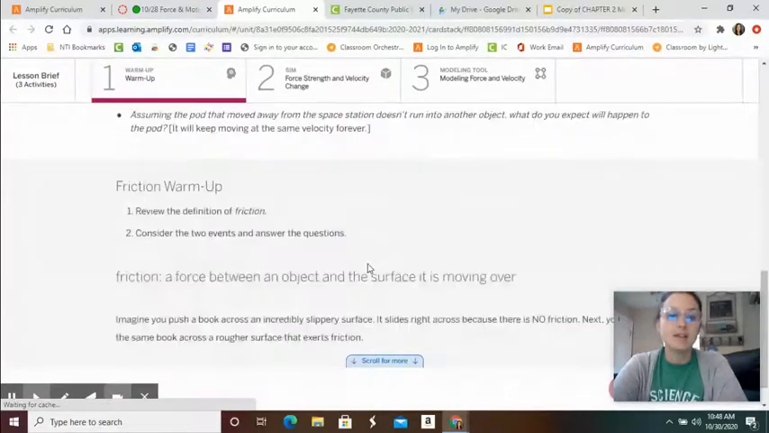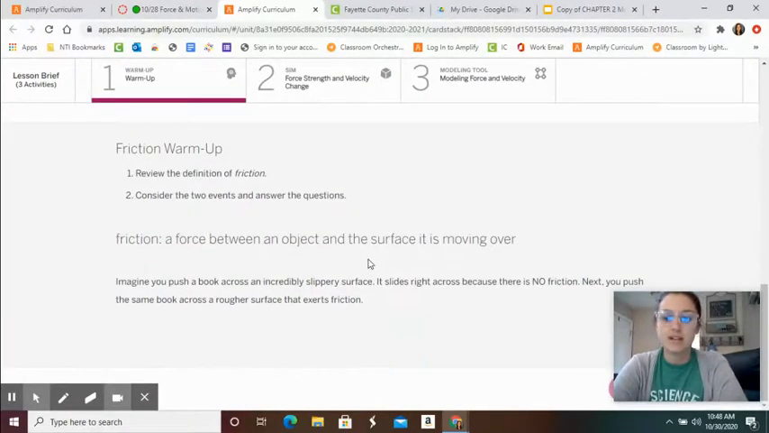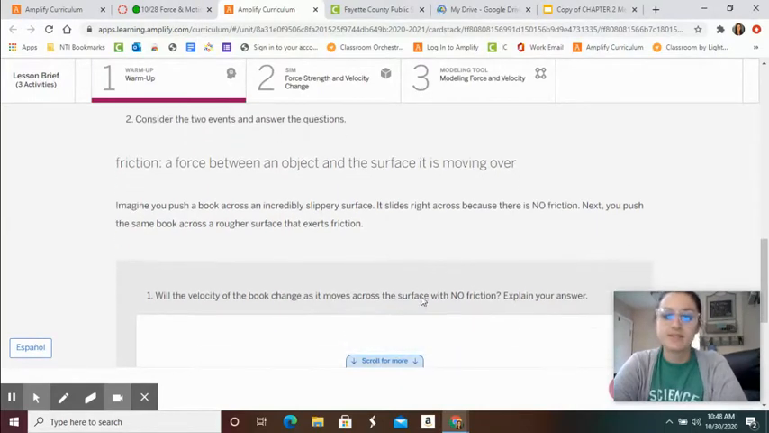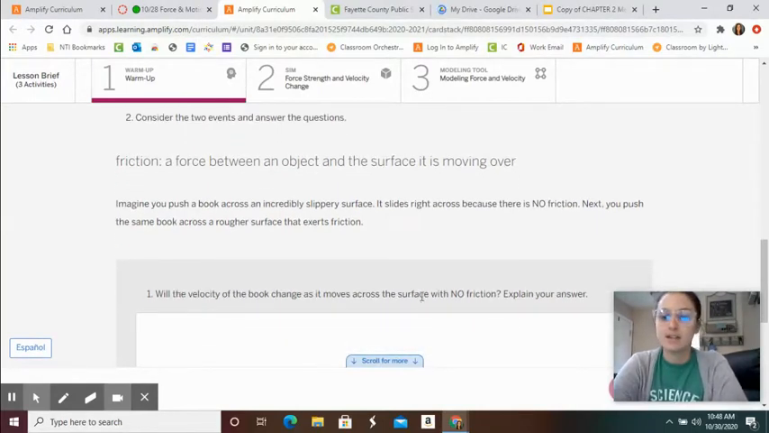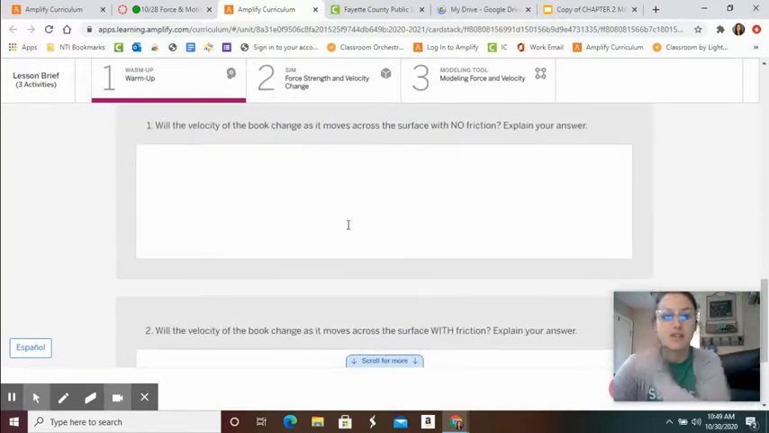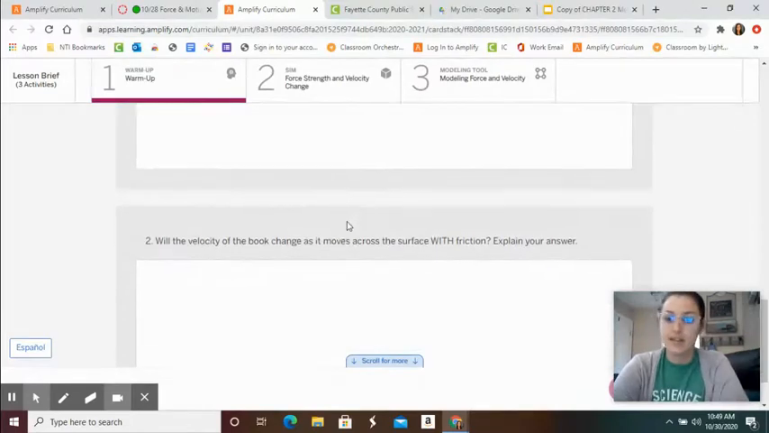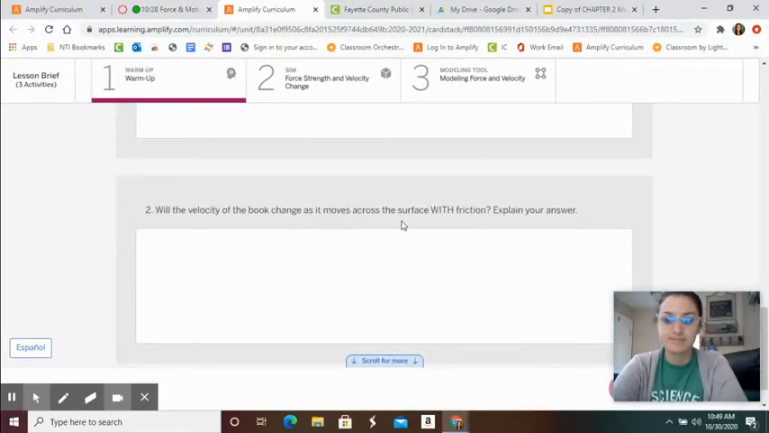And so the definition of friction is right here in case you forgot. A force between an object and the surface it's moving over. And it gives you a scenario. So you are imagining that a book is sliding over a slippery surface. And then also, again, that same book would go over a rougher surface that exerts friction. And so there's two questions here, kind of thinking about velocity and which book will have a greater velocity. And so answer that and click the purple hand-in button that my face is covering right now.